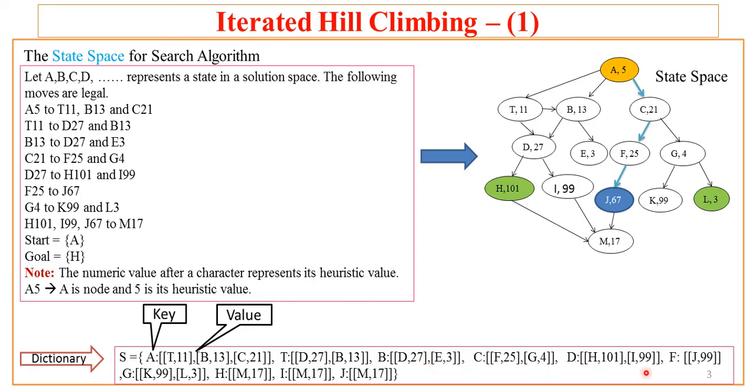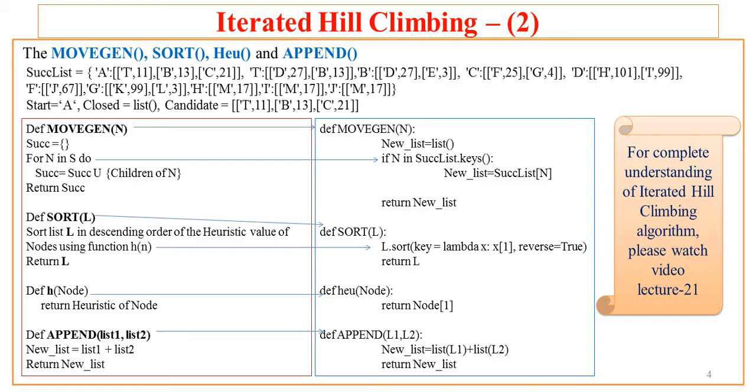For D it is H and I, and for F it is J. For G it is K and L. For H it is M. For I it is M, and for J also it is M. So this way, this dictionary can be used as the data structure for our algorithm.